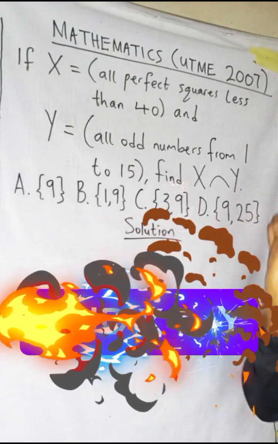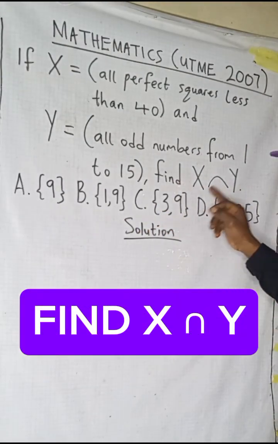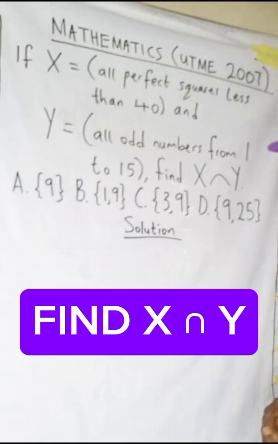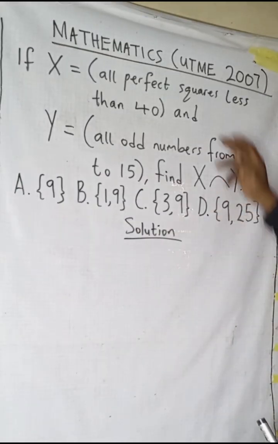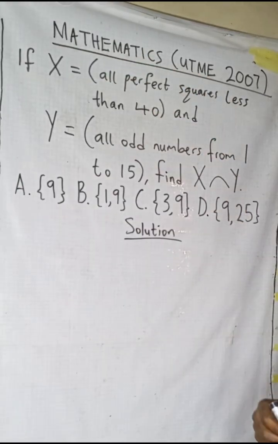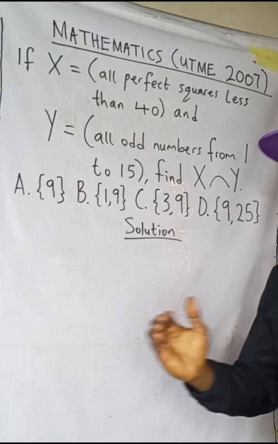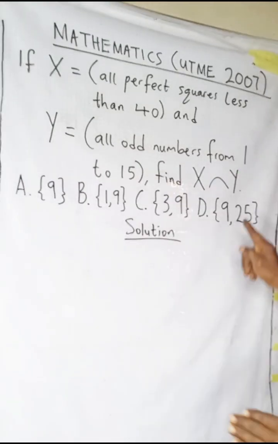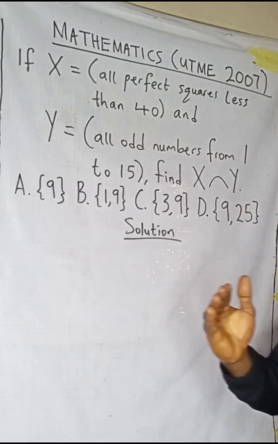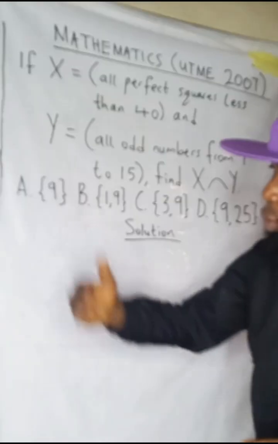Okay, here we are told to find x intersection y. We have set x and set y. Look at them here, x and y. So we have to find what they have in common, the elements they have in common. The intersection means the elements they have in common. What can you find in x and find in y?